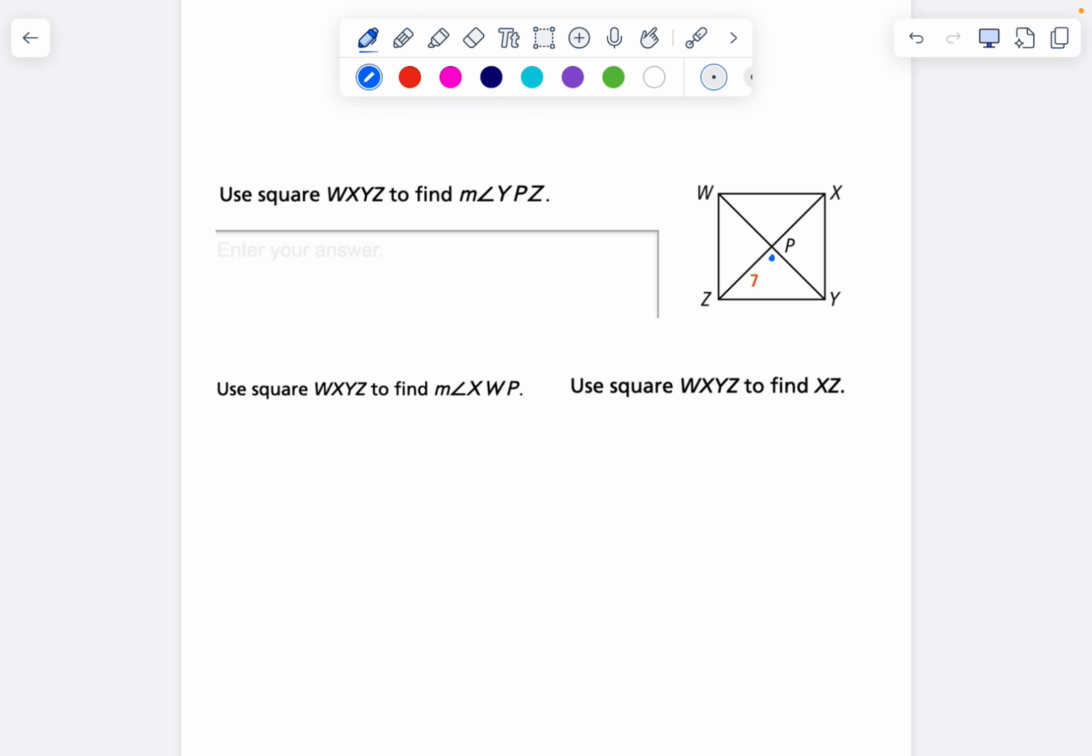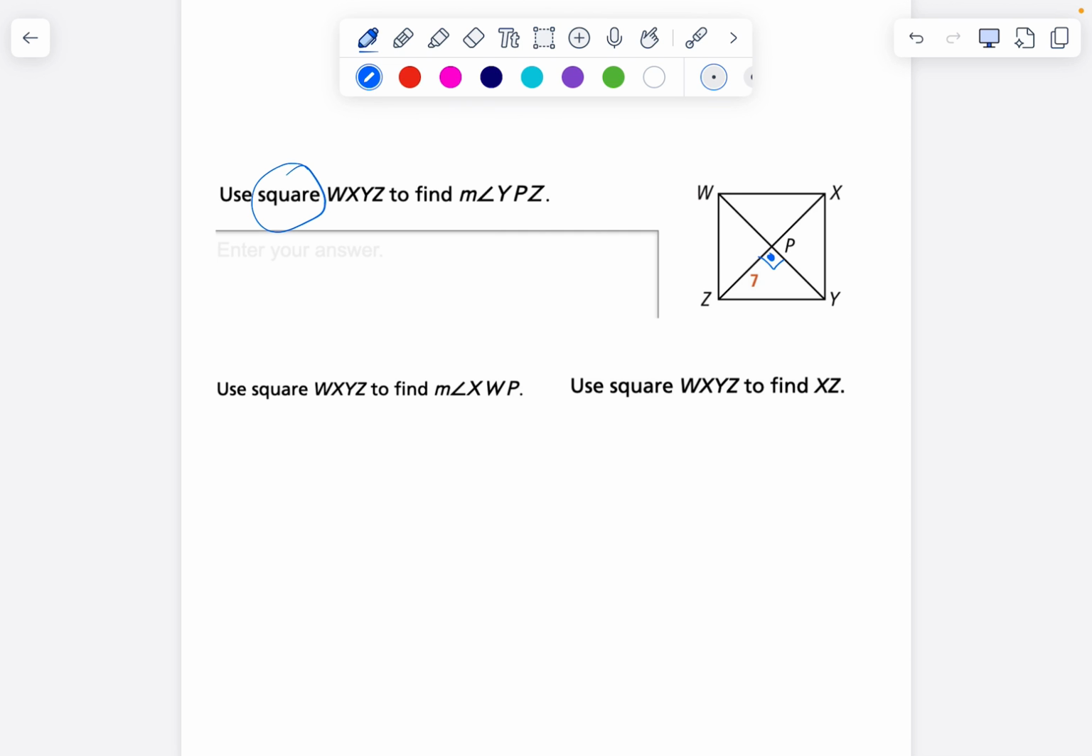That angle right there is what? What's the measure of this angle? We're starting with that. That's 90, right? Because it takes on that property of a rhombus, so those diagonals are perpendicular.